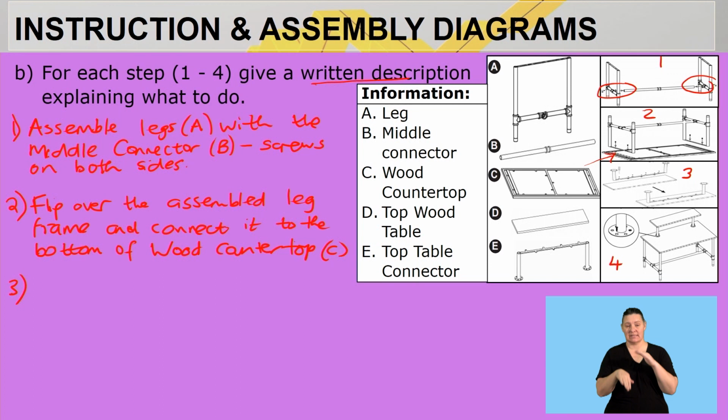I'm now looking at step number 3. We are here now. Okay. Step 3. What is happening here? If I look at it, I can see we are using the top table connector. That's E. So basically we are aligning the holes of the top table connector, which is E, with the holes of the bottom of the wooden tabletop. Can you see? So we are aligning that, and then we're going to insert the wooden screws.